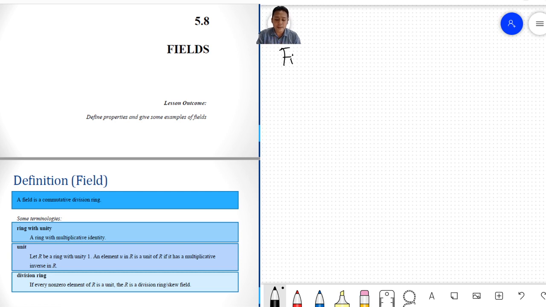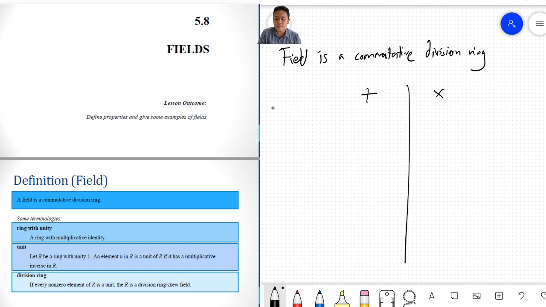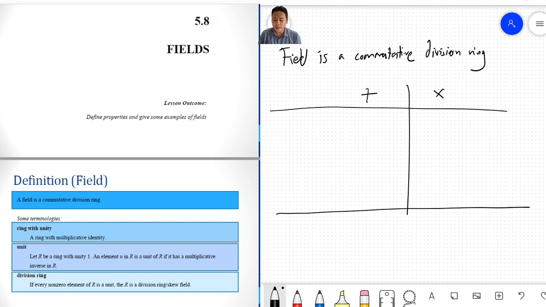Field. The definition of field is very simple. Field is just a commutative division ring. Therefore, we need to know first what is the definition of division ring. In order to assist you to understand, I present to you this simple visual diagram which can illustrate a ring, commutative ring, and also field.